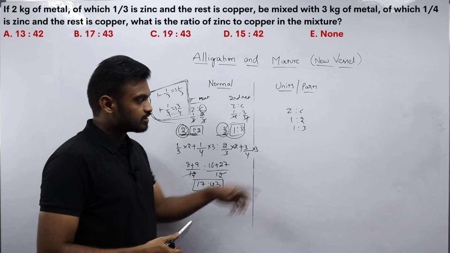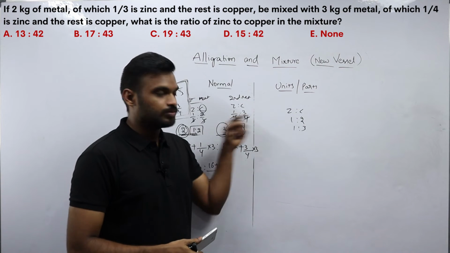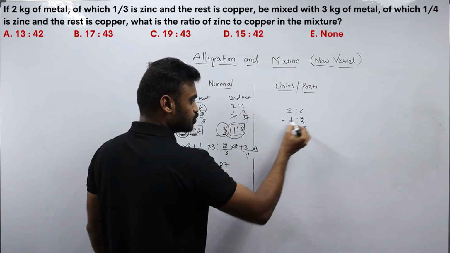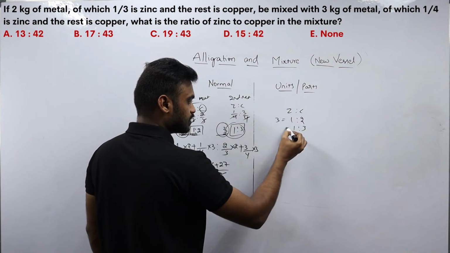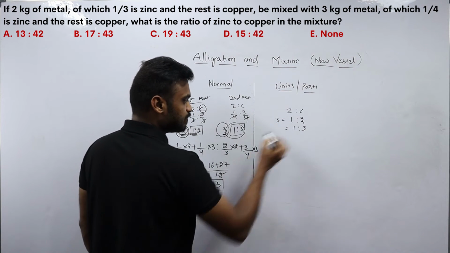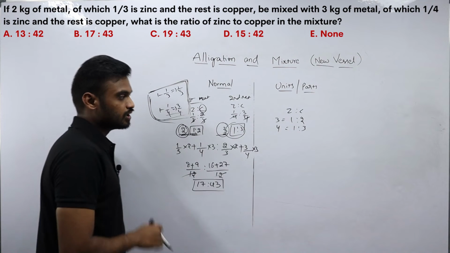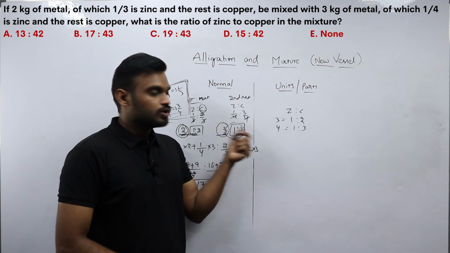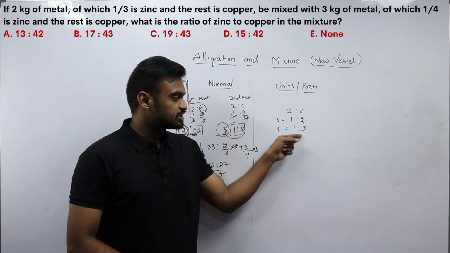Okay, now let's check whether the total parts of the first and second metal are the same or not. In the first metal, the total number of parts is 2 plus 1, that is 3 parts, and in the second metal, the total number of parts is 3 plus 1, that is 4 parts. So the total number of parts are different in the first and second metal. So we can't directly add the first and second ratio.